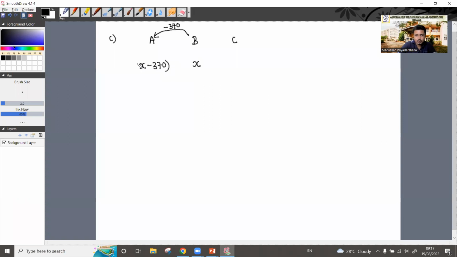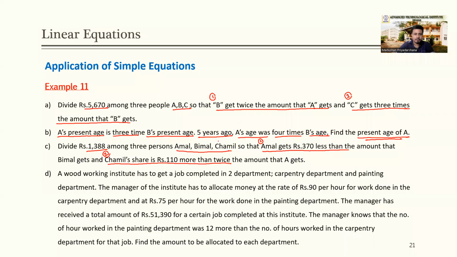That is X minus 370. Right. So that is condition number 1. Then the second condition is what? Chamil's share is 110 rupees more than twice the amount that A gets.